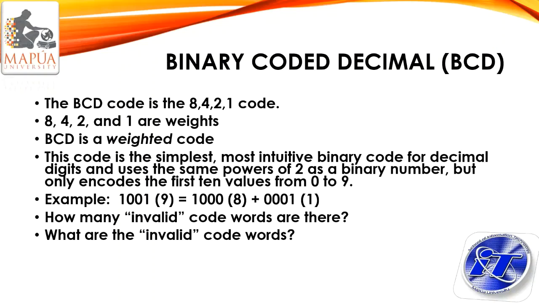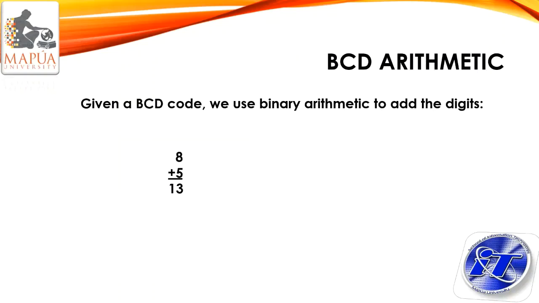So let's check. Let's add 8 plus 5. Definitely the sum is 13. But instead of using decimal, we're going to add it using BCD code. So what is 8 in BCD using 8421 notation? We have 1, 0, 0, 0, and 5 is 0, 1, 0, 1. Add. The result is 1, 1, 0, 1. This will be our code.